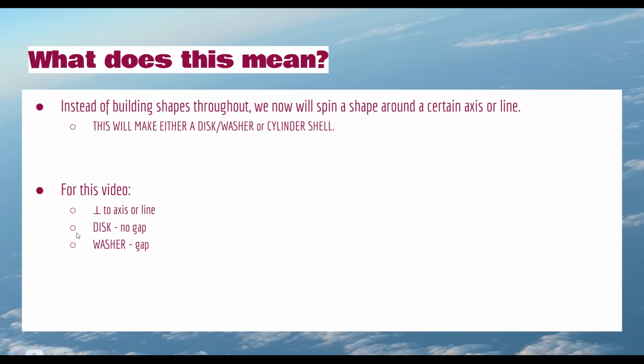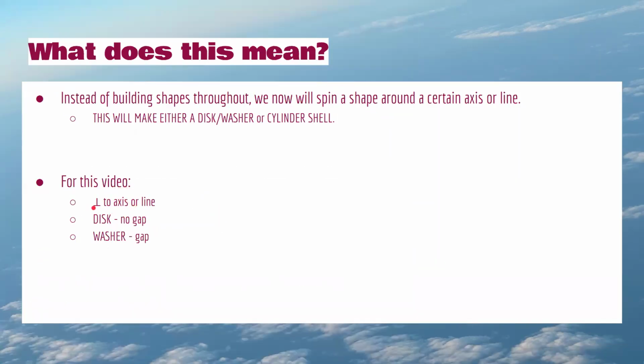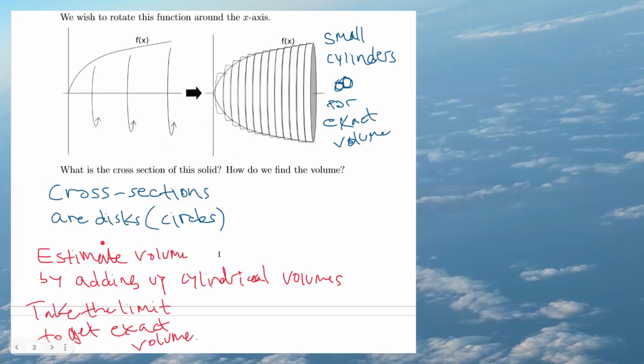For it to be a disc or washer, the cut needs to be perpendicular to the axis or line that we're using. It might say spin it around the y-axis, spin it around the x-axis, but it could also say spin it around y equals 1 or something like that. But it has to be perpendicular. If it's parallel, that gets into what we'll do in the next video. And like I already said, it's going to be a washer if there's a gap.